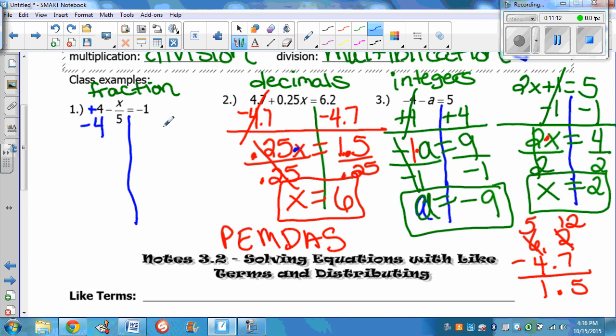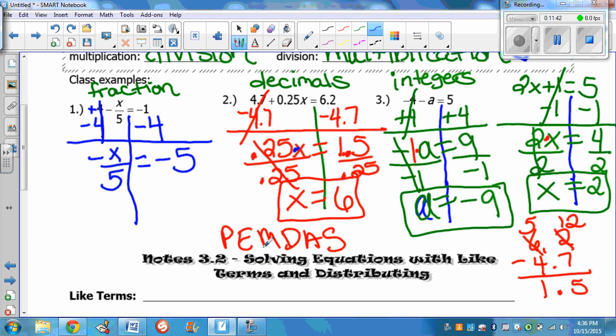It's right now a positive 4. So what's the opposite of positive 4? It's a negative 4, or subtract 4. Positive 4 minus 4, that's 0. So now be real careful to write what's left. Negative x divided by 5. So now negative 1 plus a negative 4. Negative 1 minus 4 gives you, use your calculator if you need to, a negative 5.